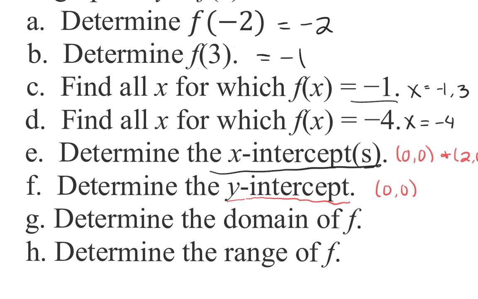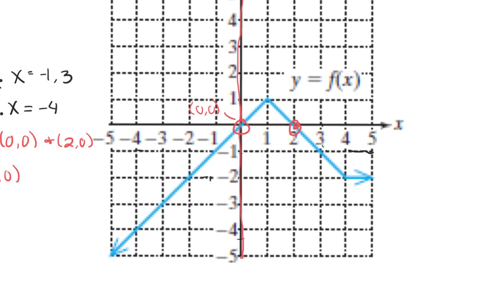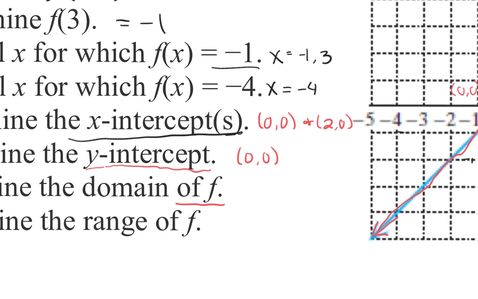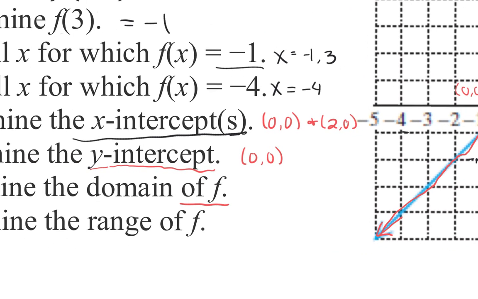Next, we want to determine the domain of f. Looking at our graph, based on what's plotted, we don't really have anything that's popping up here. It's continuous throughout. We don't have any breaks that we know of. So that will give us a domain of negative infinity to positive infinity.